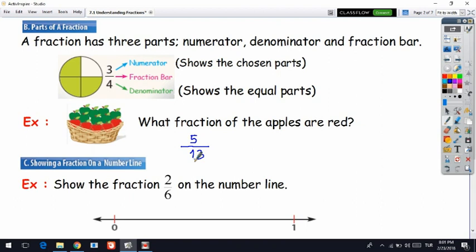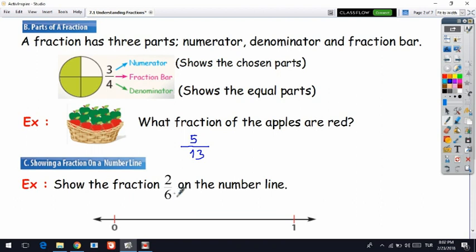That's it. Okay, we have another part, that is C, showing a fraction on a number line. It's very easy. First of all, let's read the question. Show the fraction 2 over 6 on the number line. First of all, as you know, a number line is a line with many numbers on it. It starts with 0. In this section, we work between 0 and 1. Before we divide the number line, first you write 0 where you have started. After that, you write 1.